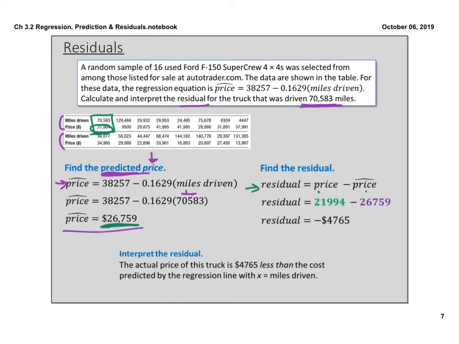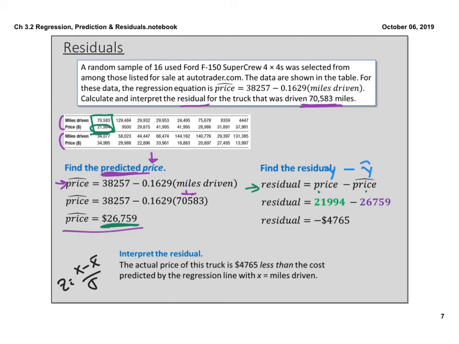In the same way that we would take the data minus the mean over the standard deviation in a z-score formula, we do actual price minus predicted price for the residual. Okay, so the actual raw data comes first, just like it did in the z-score formula.